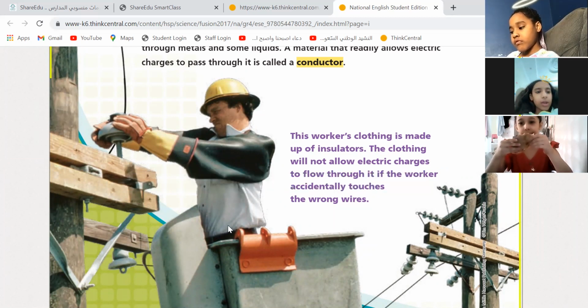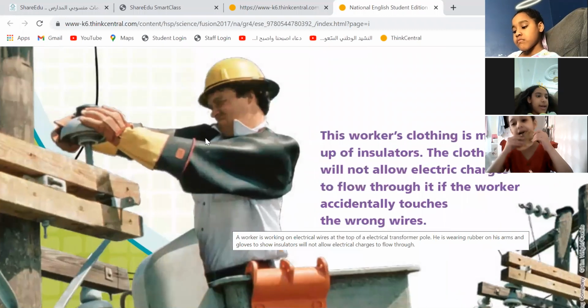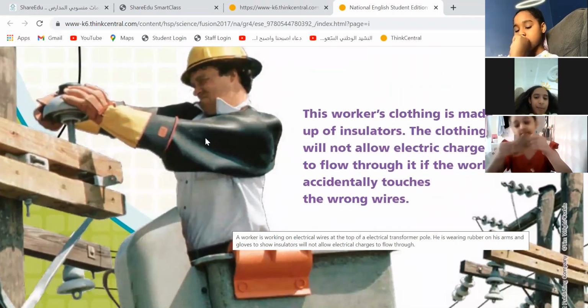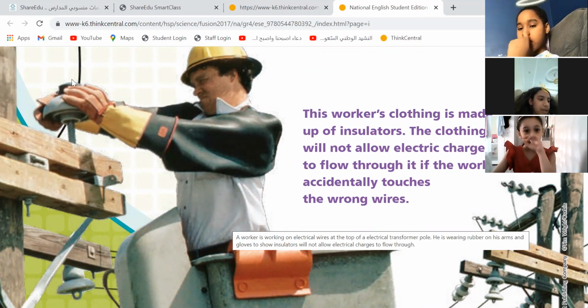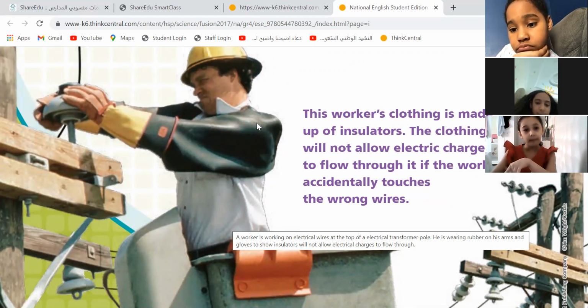Okay, what is he wearing, Yelin? Look at the clothes. He's wearing a helmet. Okay, to protect his head. What about his hands? How is he touching the metal? Gloves. Very good. What about his arms? Look at his arms. He's wearing something like a jacket, like an engineering jacket. Okay, who can tell me why he's wearing this arm jacket? To protect himself.